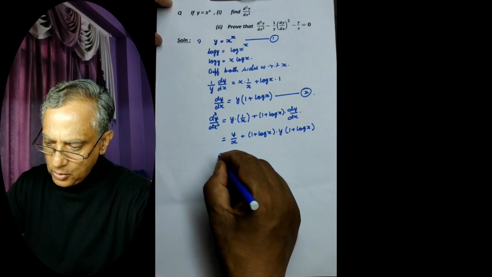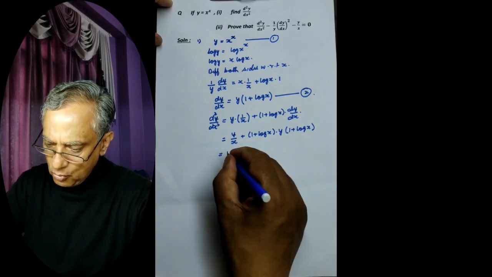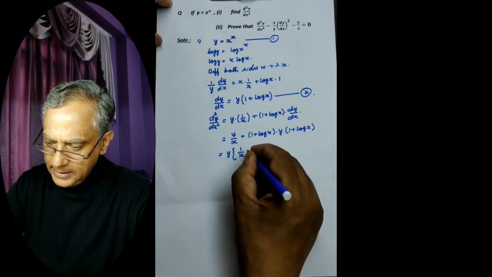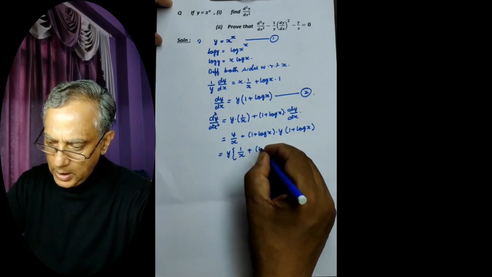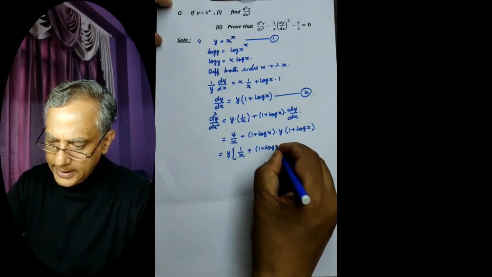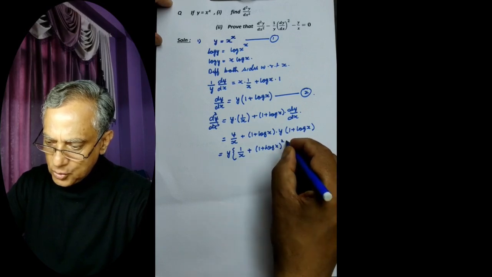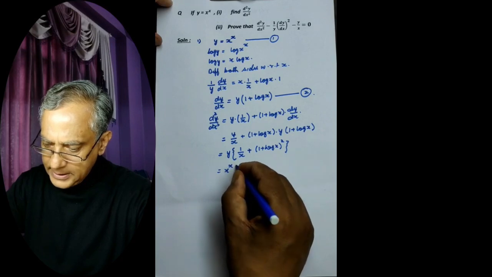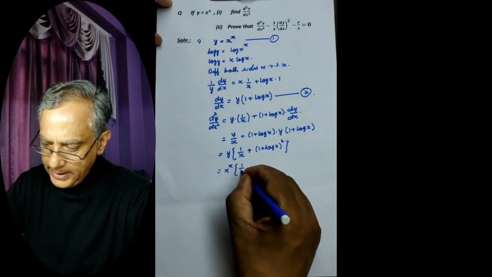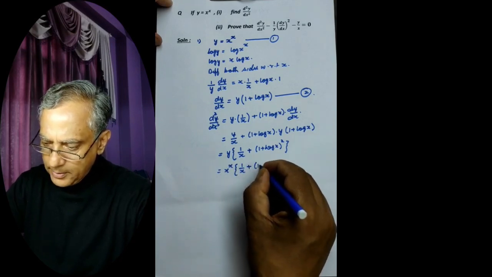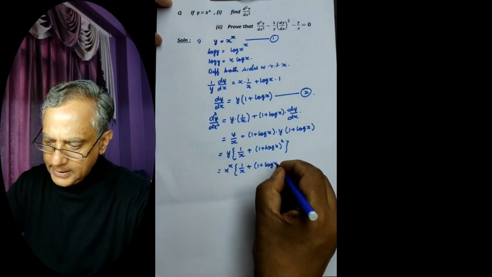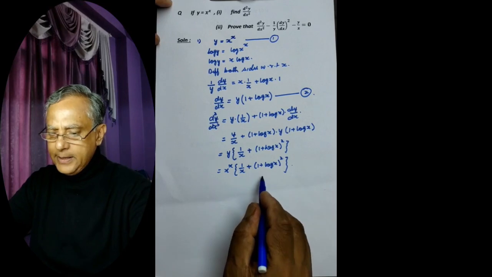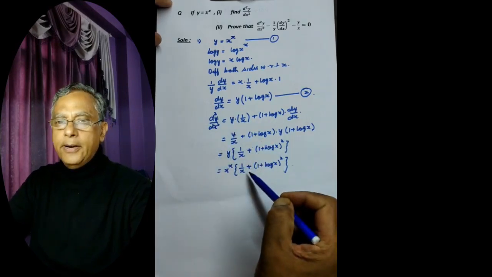So this is equal to y is common, y into 1 by x plus 1 plus log x whole square, and this is equal to x to the power of x into 1 by x plus 1 plus log x whole square. So this is the required second order derivative.